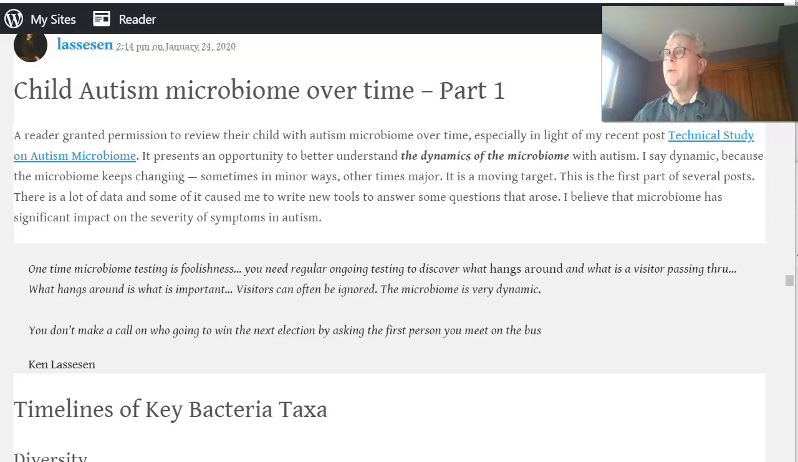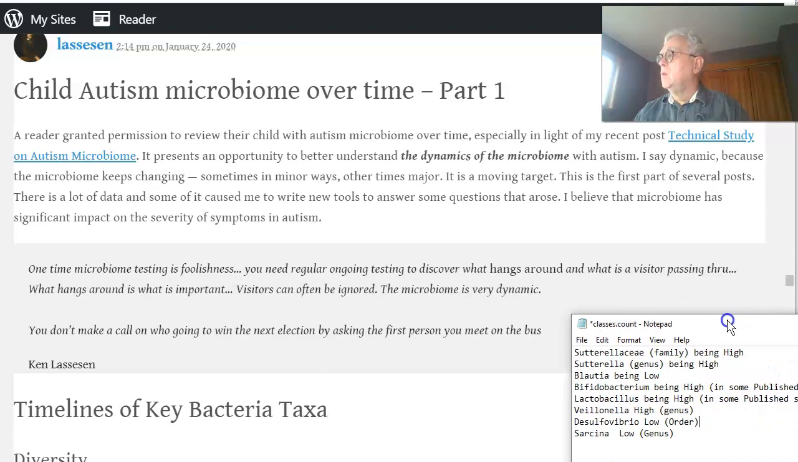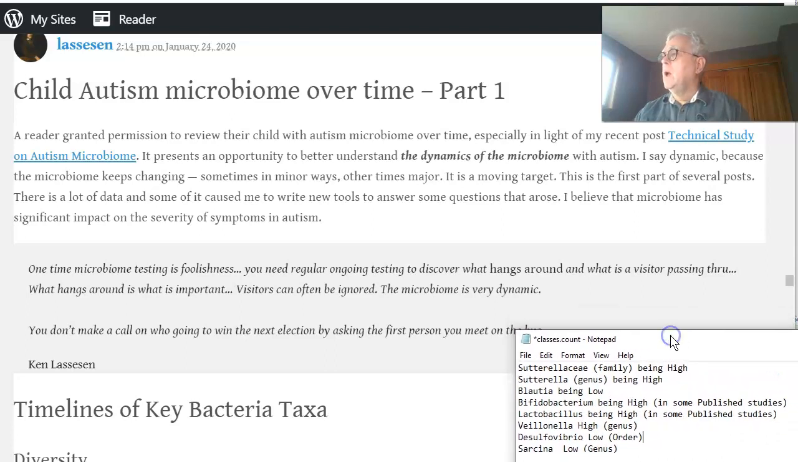Okay, today we're going to look at child autism of a particular child based on the findings of comparing published studies on the microbiome alterations in autism, as well as the citizen science one. And right down here at the bottom right is we have a short list of the bacteria which we're going to take a look at.